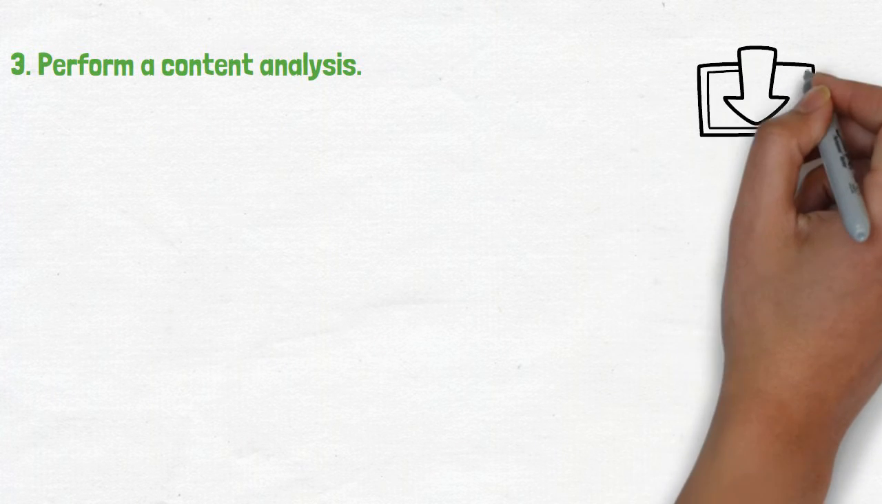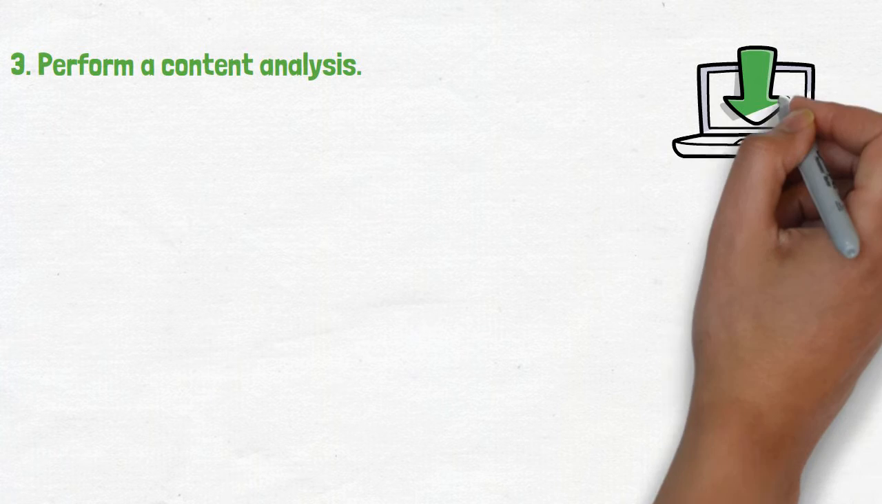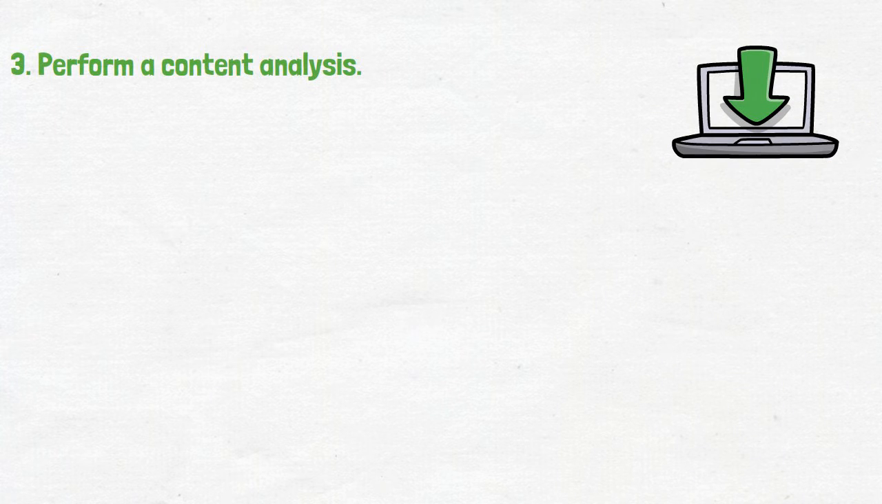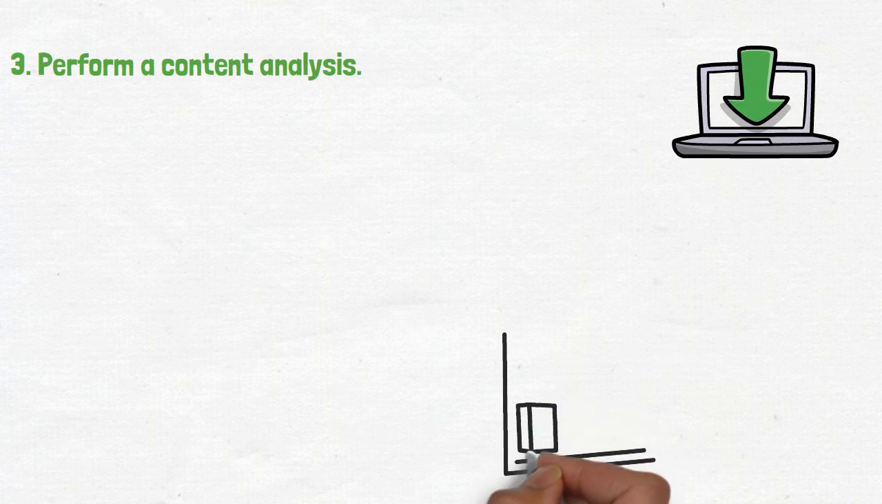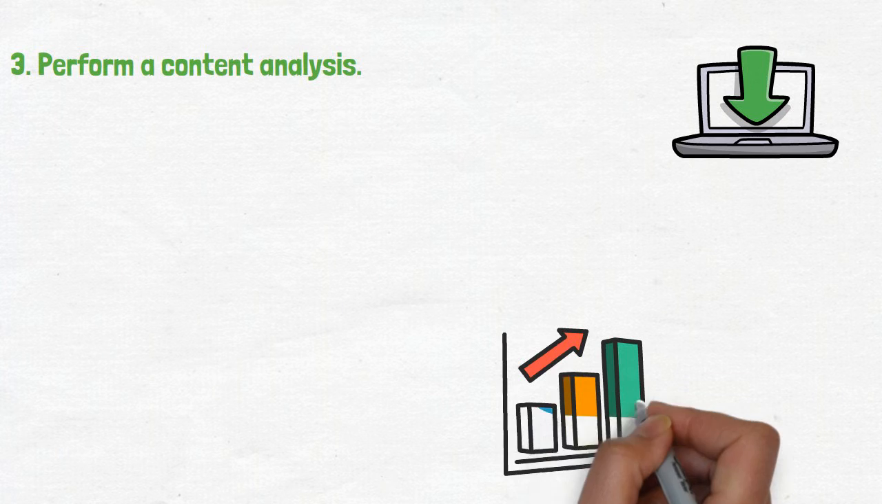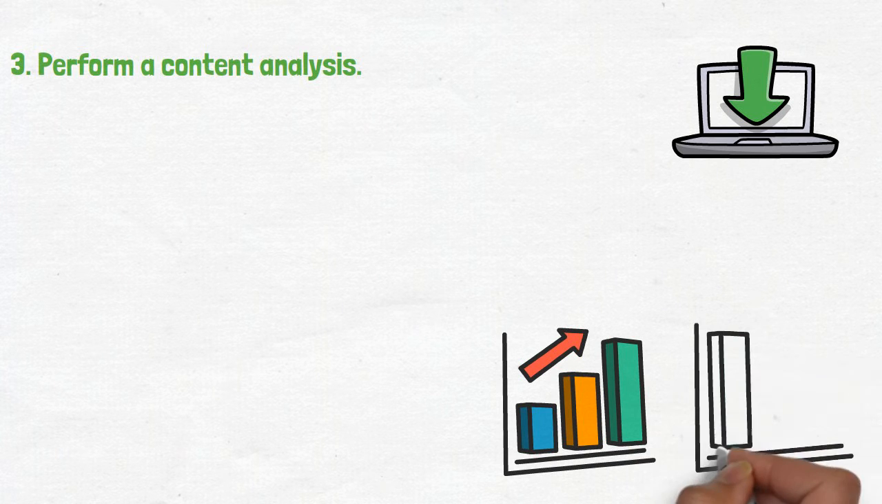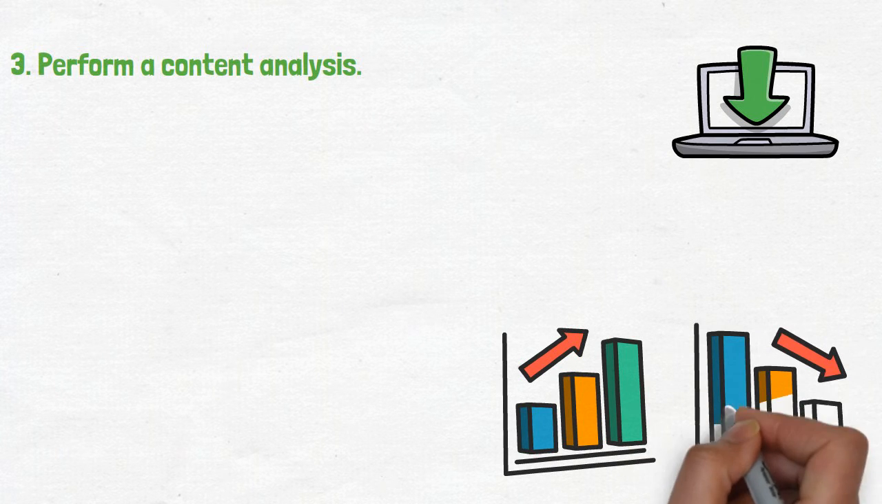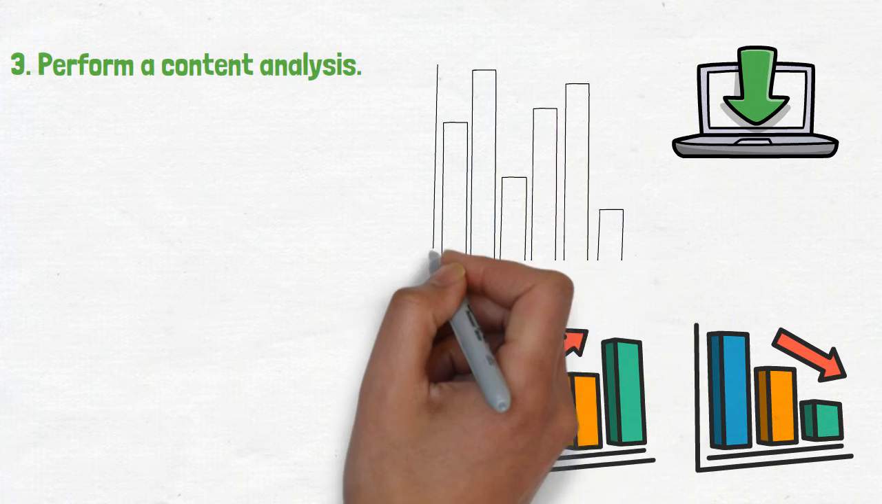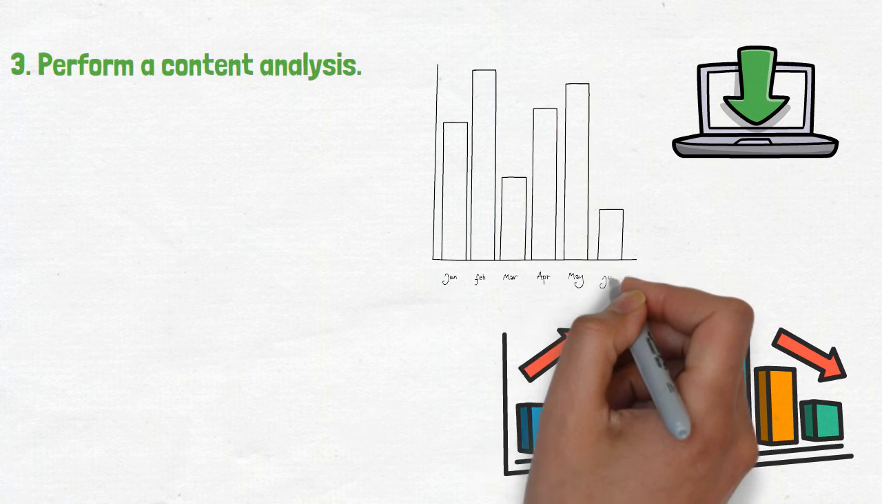Number 3, perform a content analysis. At an early stage, most companies begin with blog posts. If you wish to adventure out into a variety of styles, you can perform a content review to evaluate your top performing as well as lowest performing material. Then make use of that data to inform which path you should take after that.